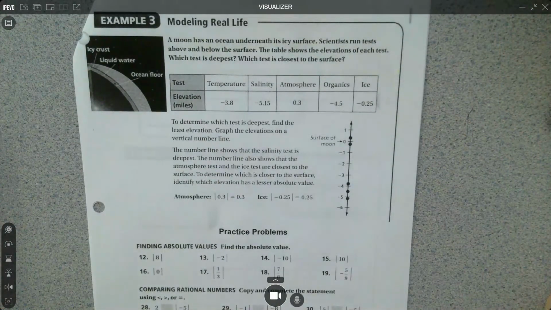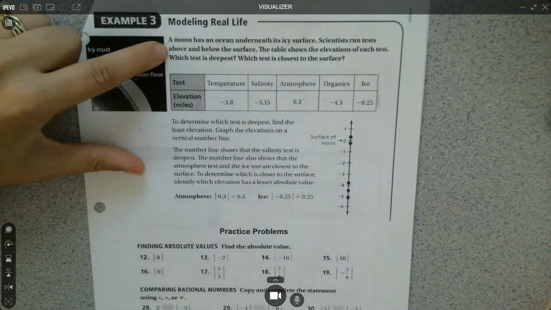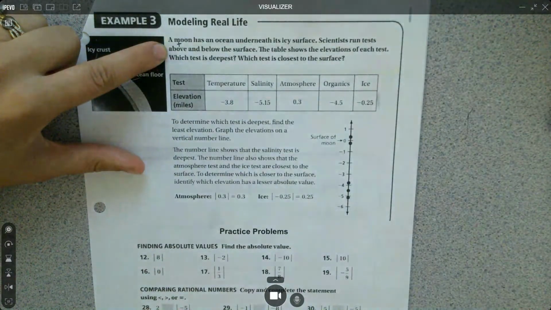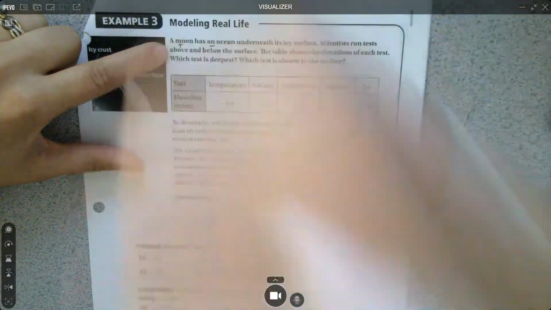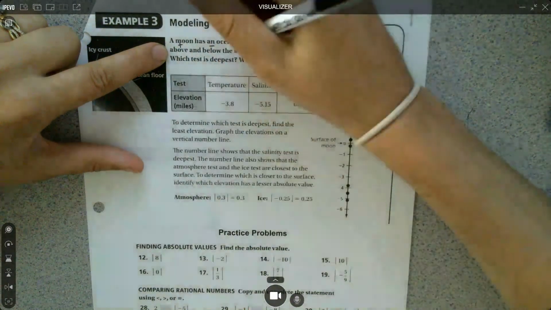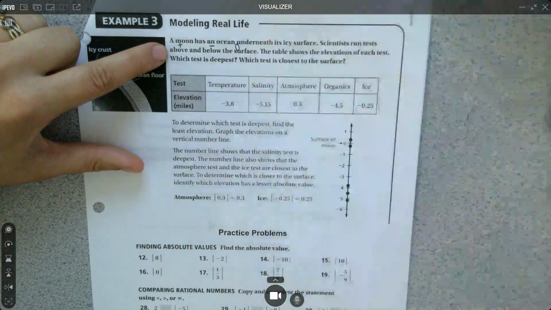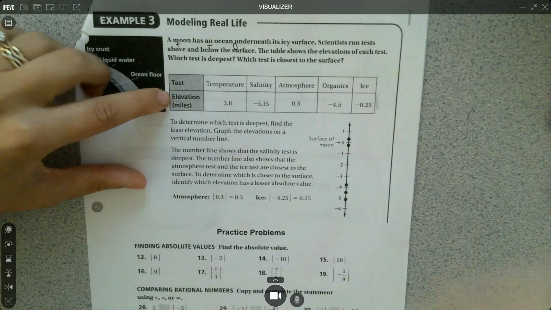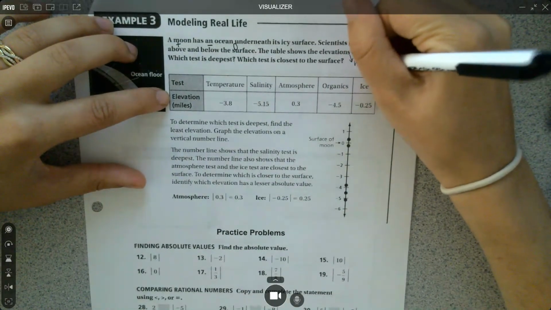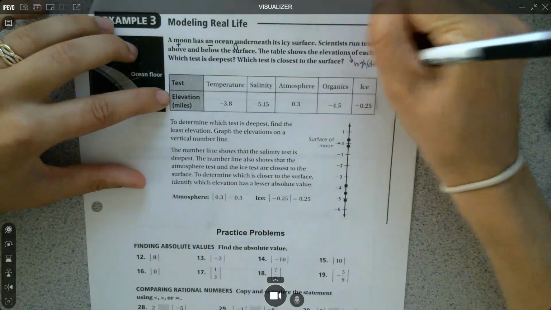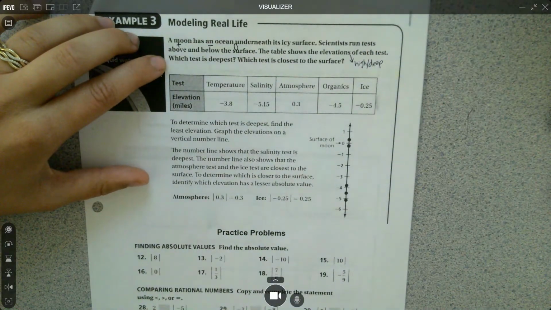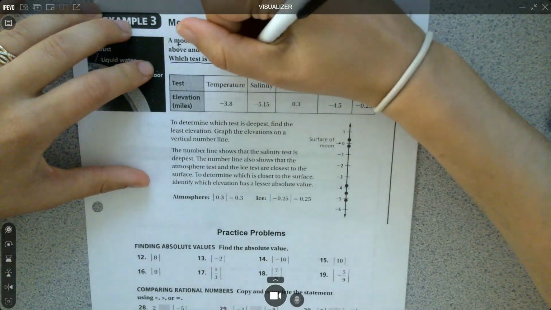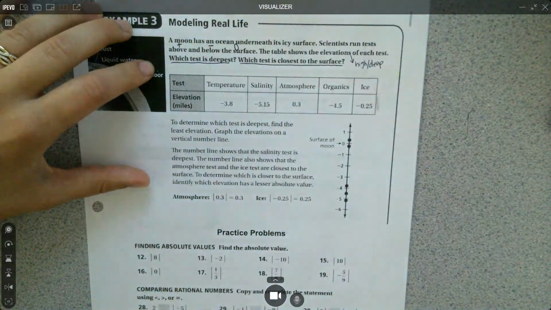So it says a moon has an ocean underneath its icy surface. Scientists run tests above, which are going to be positive numbers, and below the surface. Below will be negative. If we're talking about the surface, that means we're talking about 0. That's going to be the number we use for the surface. The table shows the elevations, or how high or deep each test is. So which test is the deepest and which test is the closest to the surface? So deepest and closest. Those are two different questions.